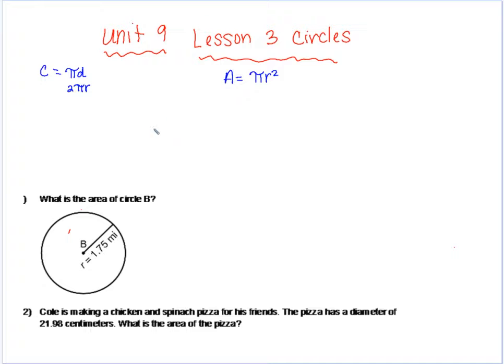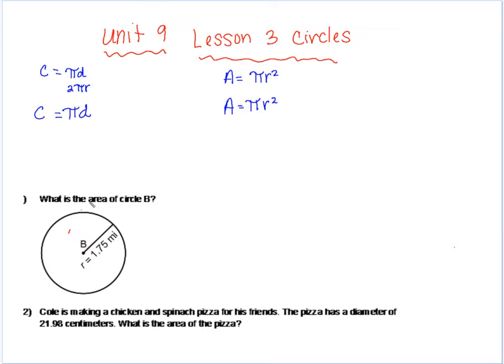You could also remember the difference by, this is C equals pi times D. Cherry pies are delicious. C, P, D, cherry pies are delicious. And area, apple pies are too. Okay, let's go.